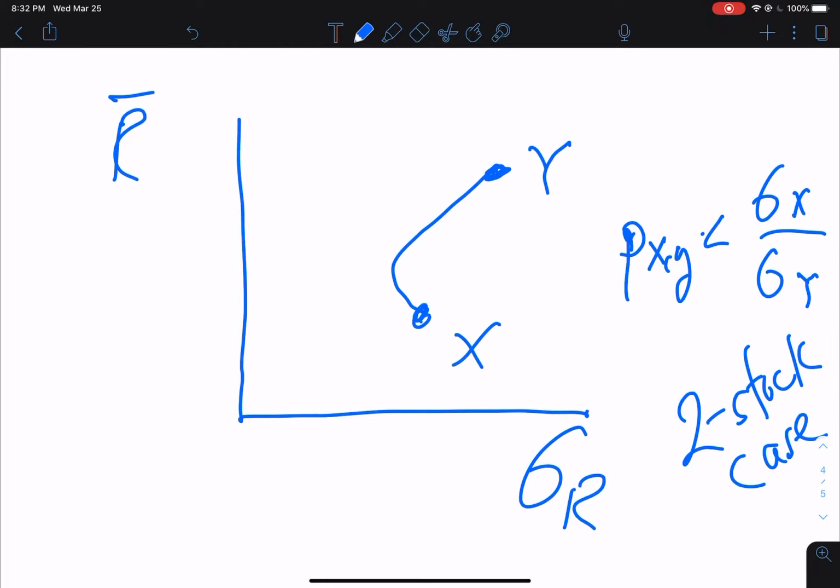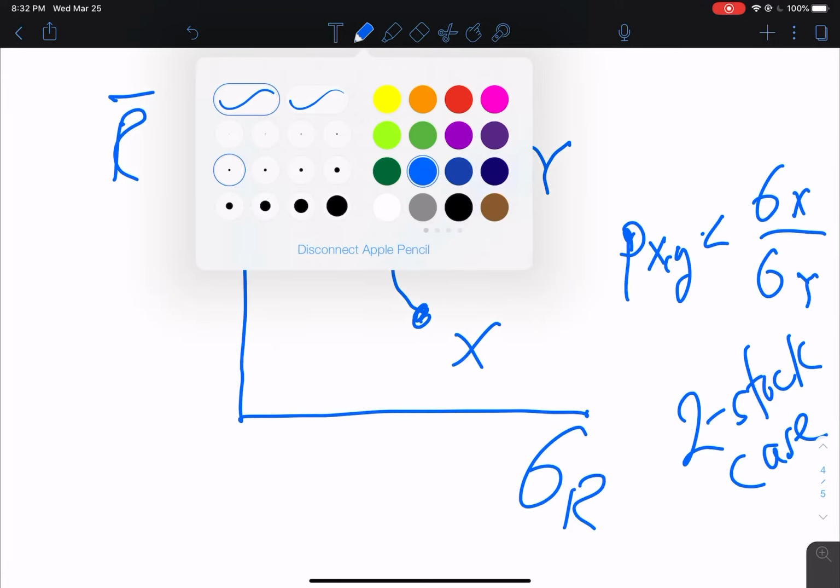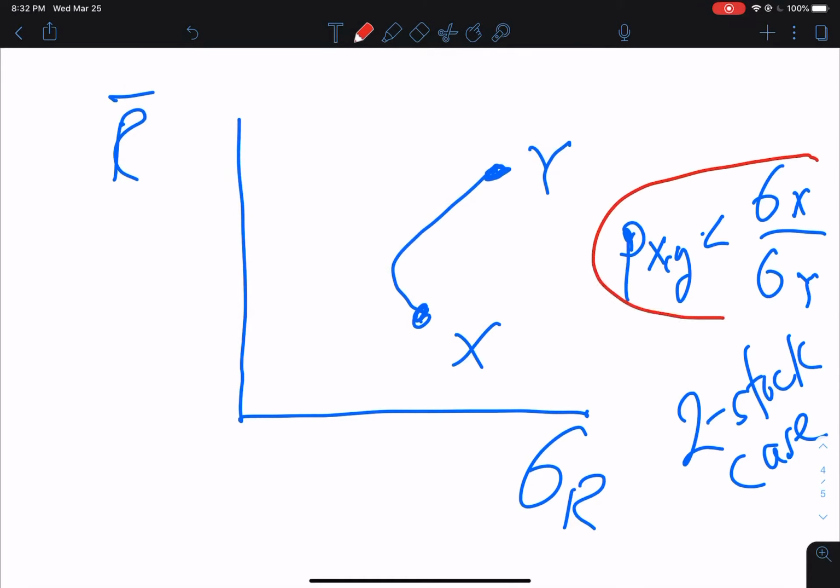For example, even if this were not to be true, and even if this is true, is this exactly what the line always looks like? And so now I'll show you in red a triangular region in which that feasible set in the two stock case must lie. And it looks like that red triangle. It has to be somewhere in there, okay?